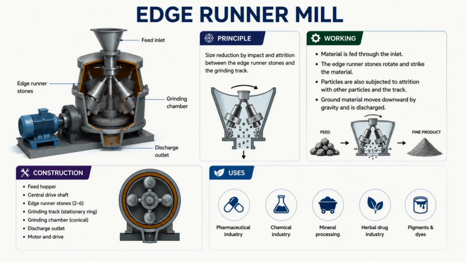The equipment is very simple. The process is comparatively slow, so large scale production is difficult. However, it gives a smooth and uniform paste. Thus the edge runner mill is useful for semi-solid preparations. Advantages: uniform grinding, suitable for wet materials. Disadvantages: slow process, large space required. Pharmacy example is preparation of medicated ointments.